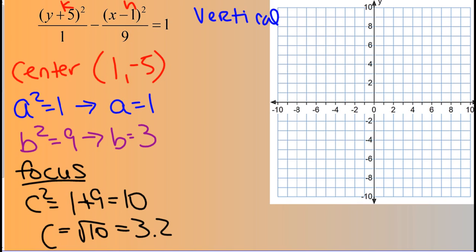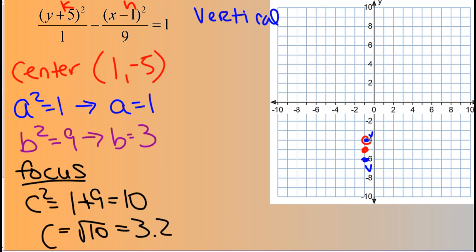Go and graph what you have. I have a center at 1, -5. So 1, -5, boom, center. Graph your A. Ooh, these are going to be really close. Your A is a 1. This is vertical. It opens up and down. So you graph your vertices up and down. So I went up 1 and down 1 from the center. There's each vertex. They're really kind of close.